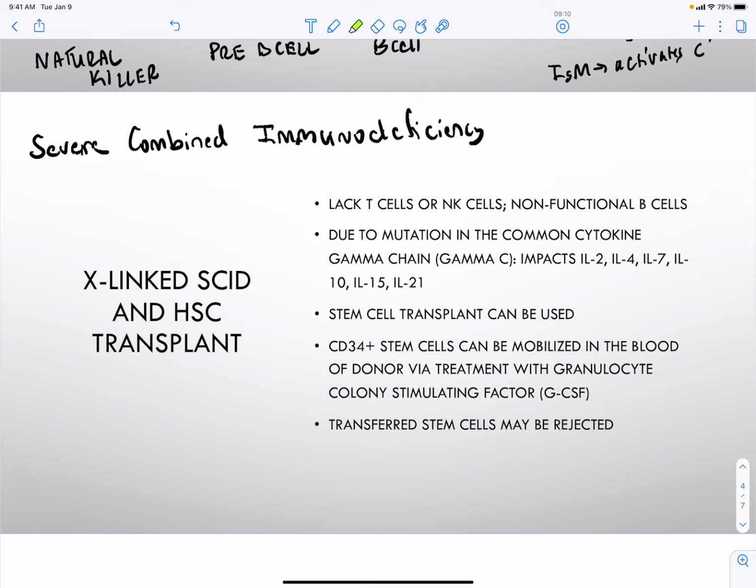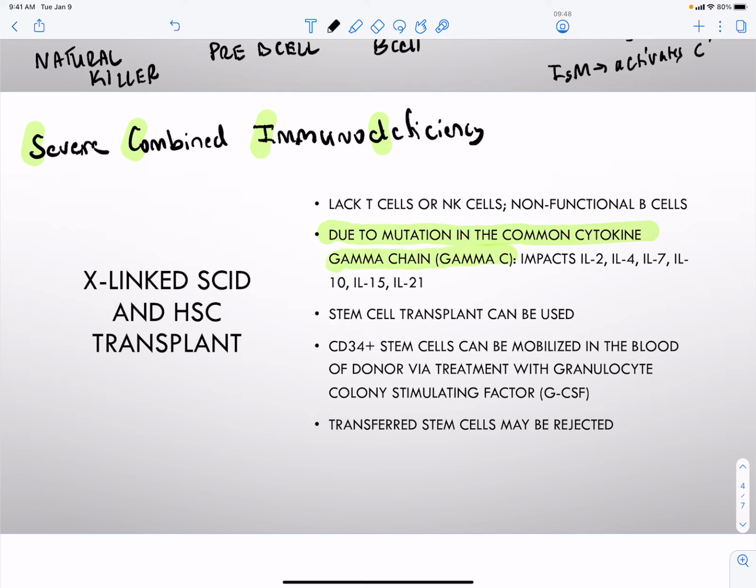So that's where you get the SCID. SCID patients are going to lack T cells or NK cells, and they typically have non-functional B cells. Keep in mind that the B cells require T cell help for most of their function, and so they are going to have a defect in being able to produce antibodies other than IgM, for the most part, or they're not going to be very good even at making IgM. And so SCID is caused by a mutation in what's called the common cytokine gamma chain.